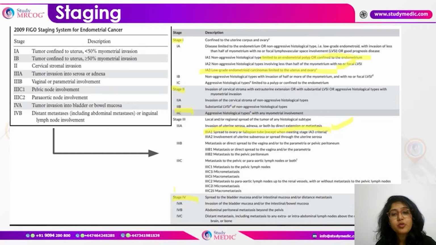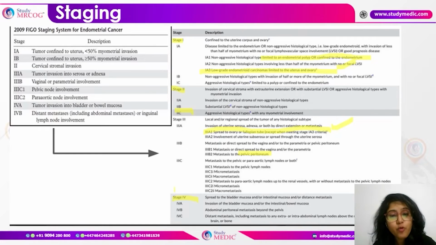Now coming to 3B, 3B1 is vagina or parametria, 3B2 is pelvic peritoneum. Please remember this is not abdominal peritoneum, only pelvic peritoneum. 3C is metastasis to the pelvic node. So 3C1 is pelvic node. If you add the small i, then it is micrometastasis. 2 small i, it is macrometastasis. 3C2 is paraaortic lymph node. Again, small i and 2 small i.